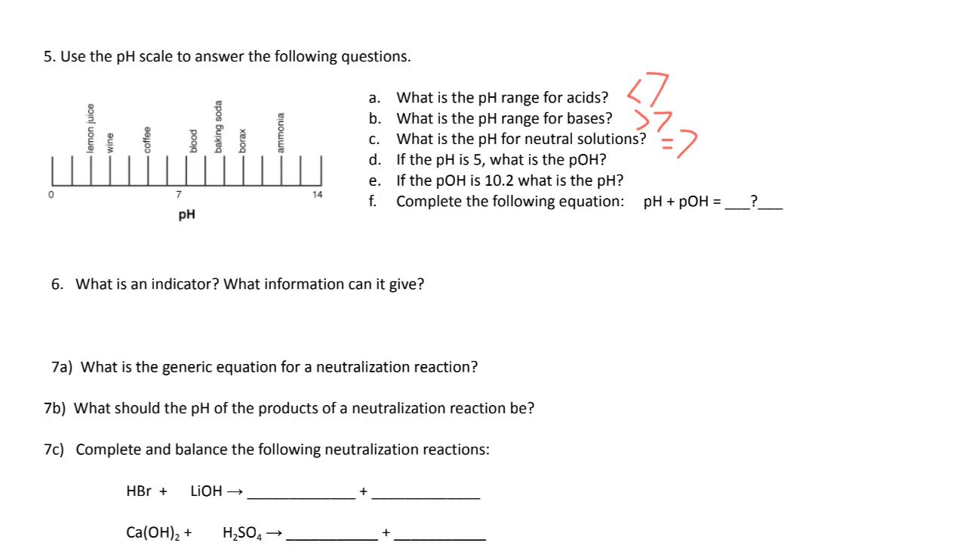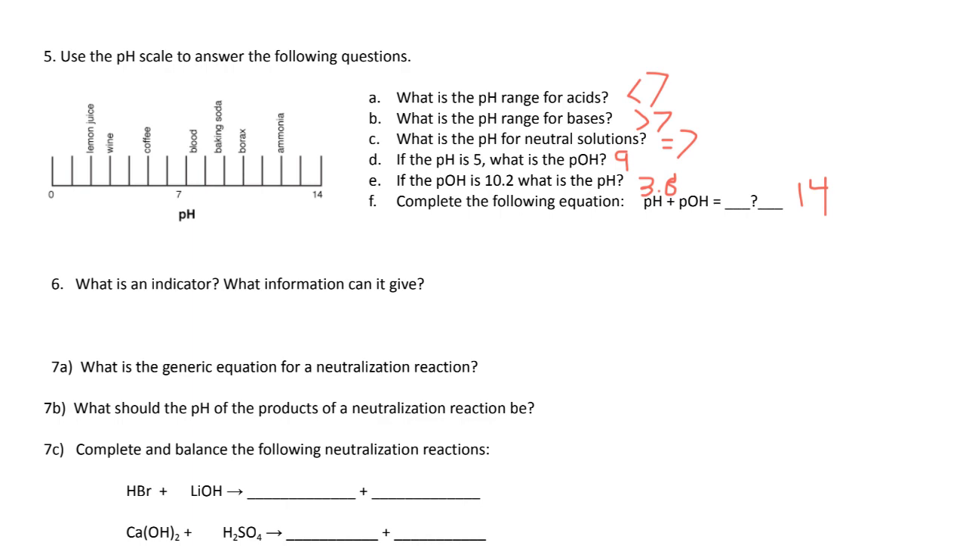All right, if the pH is 5, what's the pOH? There's a rule here that says the pH and the pOH have to always add up to 14. So the pOH would be 9. That way they add up to 14. Same thing for E, but now to make it add up to 14, we need it to be 3.8. That's an 8. And then we were already using it, but complete the following equation. pH plus pOH always equals 14.